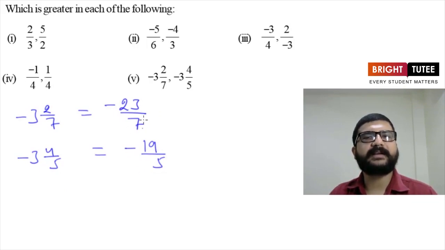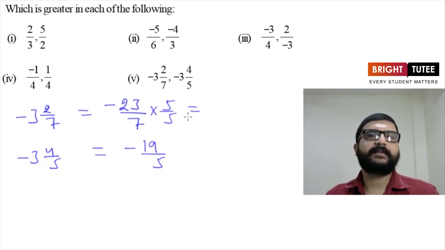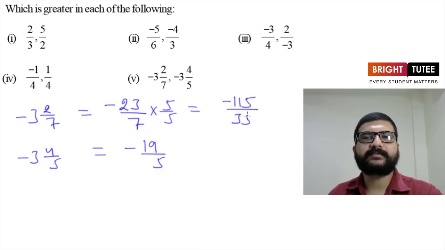So here denominators are not same. So let's make their denominator same first. For that we will multiply it with 5 upon 5. Now this gives us, what will be 23 into 5? 23 into 5 is 115. So it will be minus 115 upon 35.